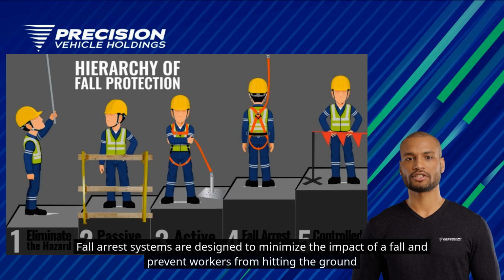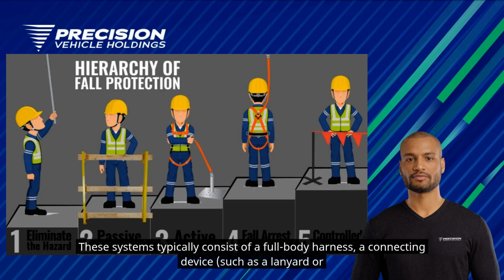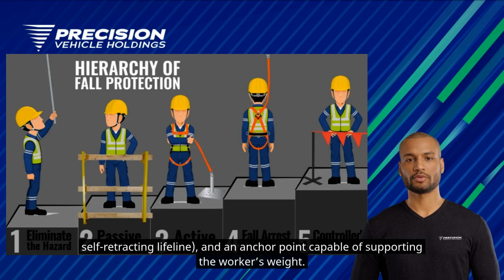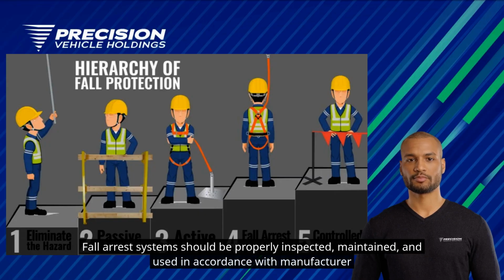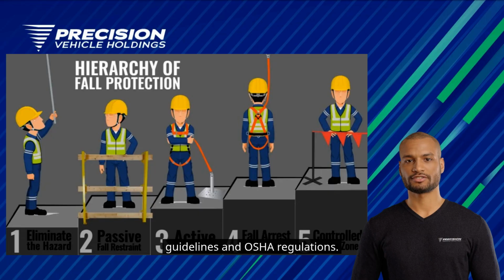Fall arrest systems are designed to minimize the impact of a fall and prevent workers from hitting the ground or other objects. These systems typically consist of a full-body harness, a connecting device, such as a lanyard or self-retracting lifeline, and an anchor point capable of supporting the worker's weight. Fall arrest systems should be properly inspected, maintained, and used in accordance with manufacturer guidelines and OSHA regulations.